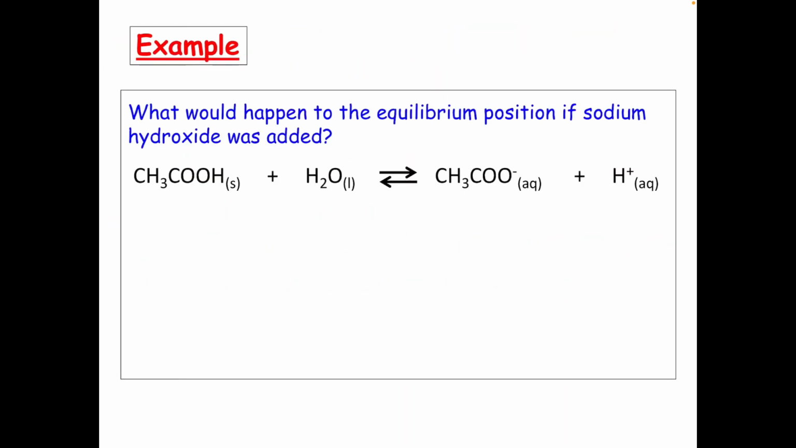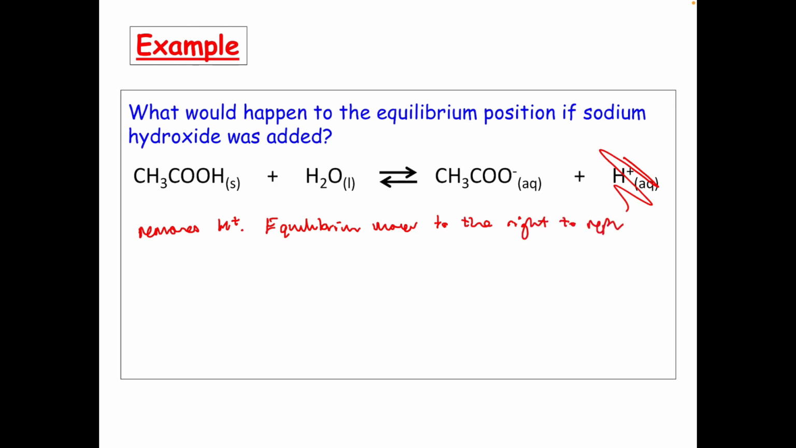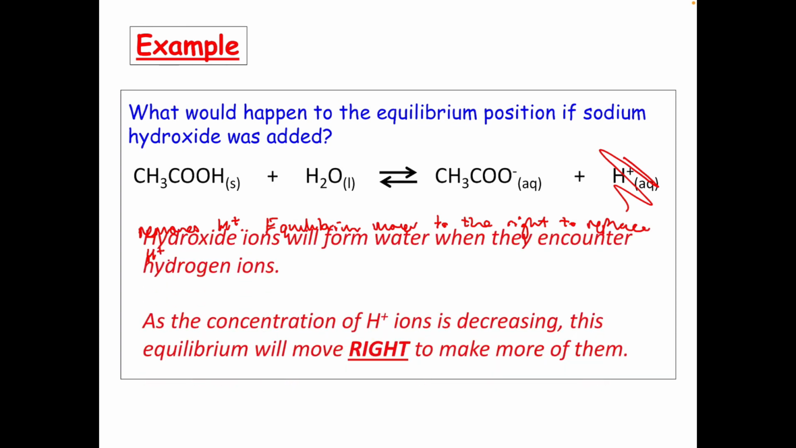Okay. So last wee one for you. We've already talked about this one, but what would happen to the position of equilibrium if sodium hydroxide was added? This removes H+, so equilibrium moves to the right to replace H+. See, there you go. So hopefully that makes sense.